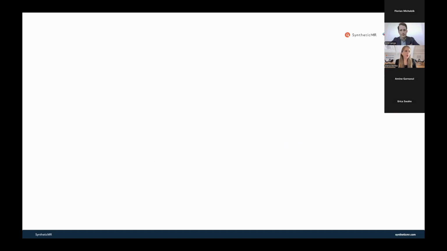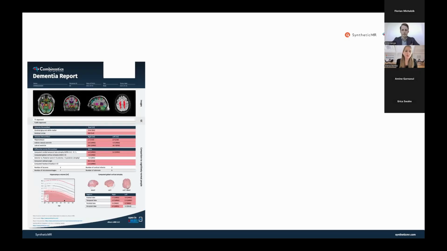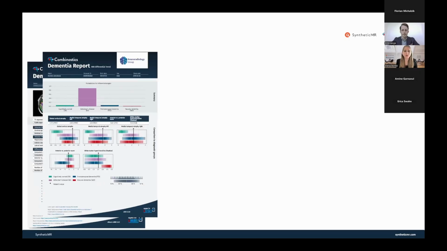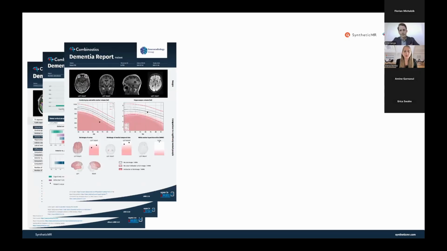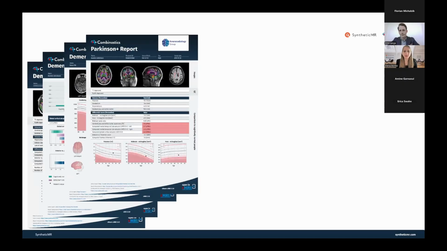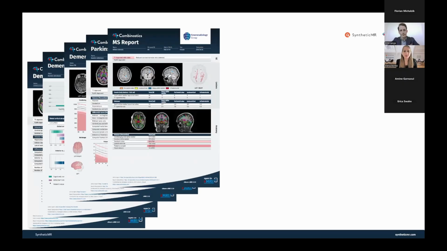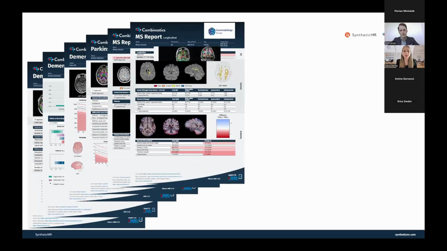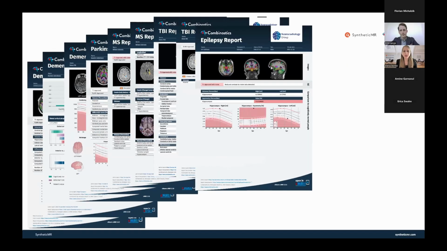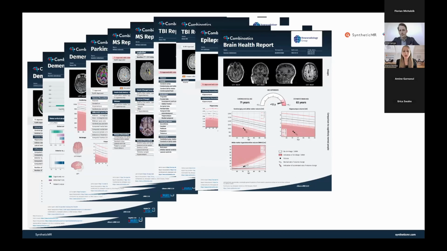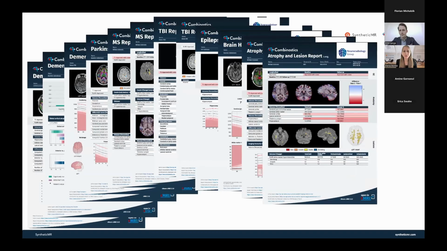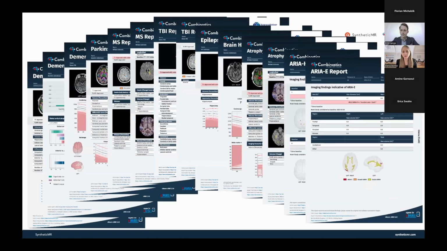Here you see an overview of our different reports. So we have a dementia report, our dementia differential trend report for CDSI, a patient report, which is a bit more simplified, Parkinson Plus report, multiple sclerosis for 1 and 2 time points, traumatic brain injury report, epilepsy, dedicated brain health report, atrophy and lesion reports, and the 2 new ARIA-E reports. The 20 minutes of today are not enough to cover all of those different reports, but I want to pick a few examples to show you how the solution works.